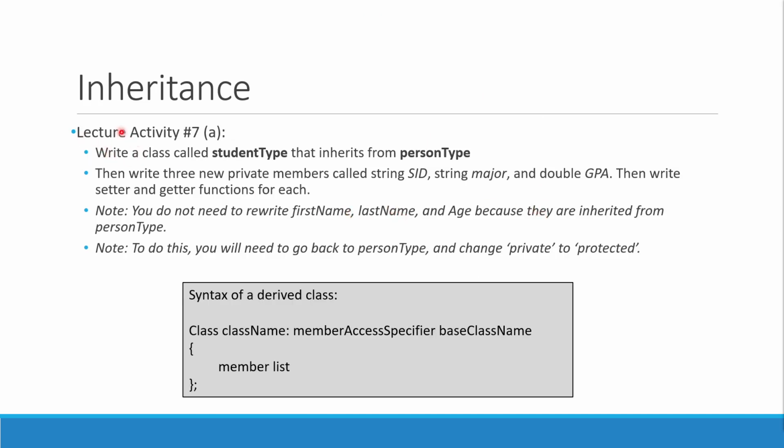Anyways, now we can go down to the lecture activity. Now, you're probably all itching to use inheritance now, right? So we will write a class called student type that inherits from person type. Then we will write 3 private members called string SID, string major, and double GPA. Then write setter and getter functions for each. Note, you do not need to rewrite first name, last name, and age because they are inherited from person type. And as for this last note, I actually said this before. I'm going to change the key term private to protected.